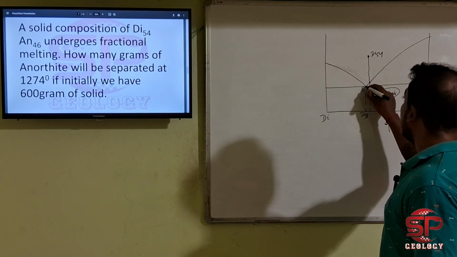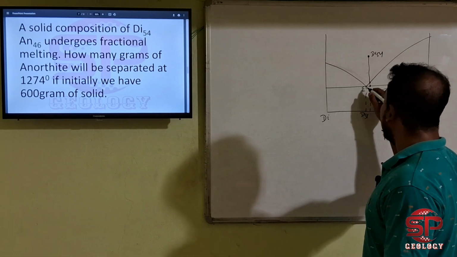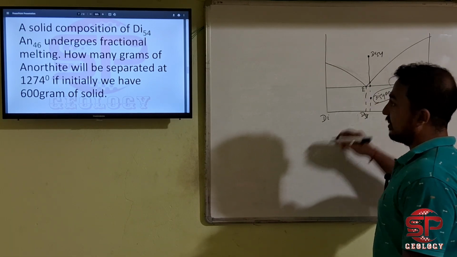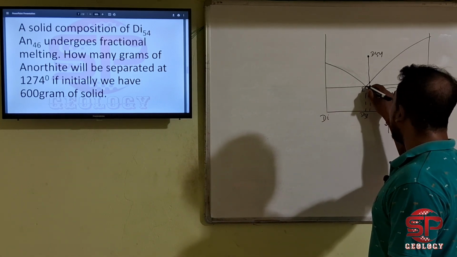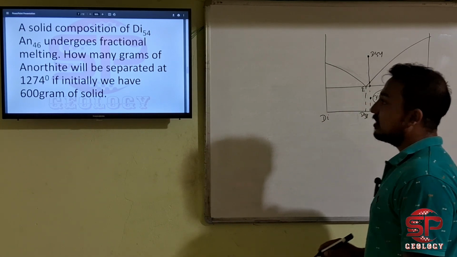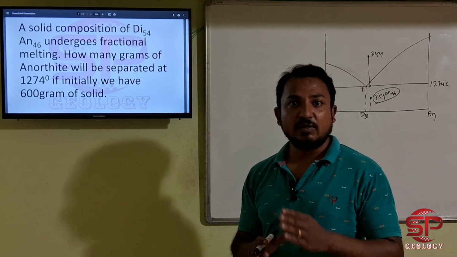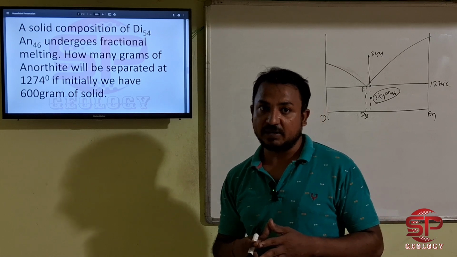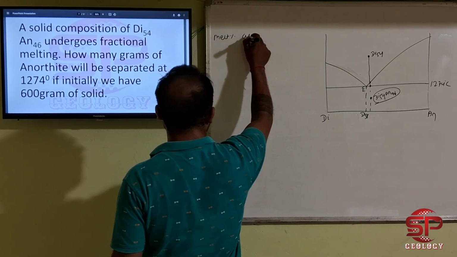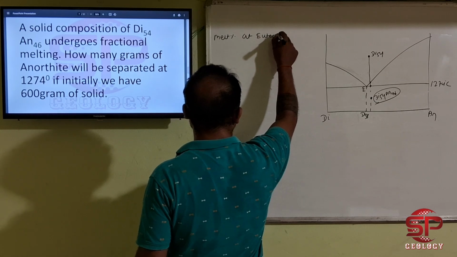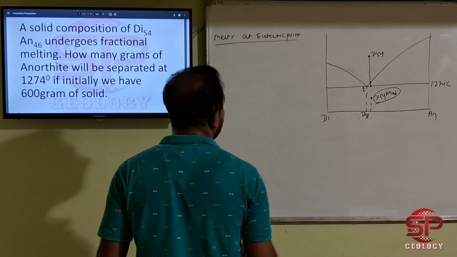The amount of anorthite that melts here is the amount that will be separated. So you have to calculate the melt composition first. First we have to know how much melt will be produced at 1274 degrees. The amount of melt produced at 1274 degrees will be separated during fractional melting. First we have to calculate the melt percentage at the eutectic point.